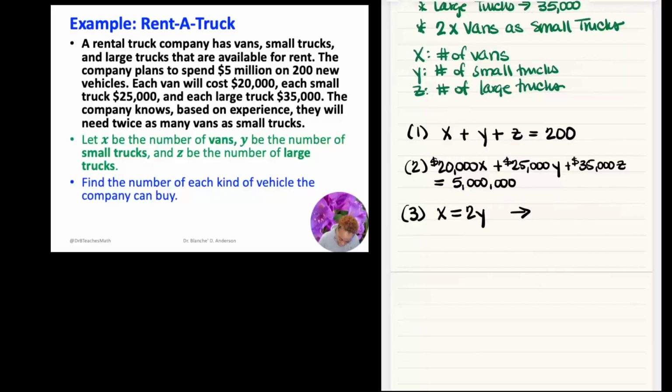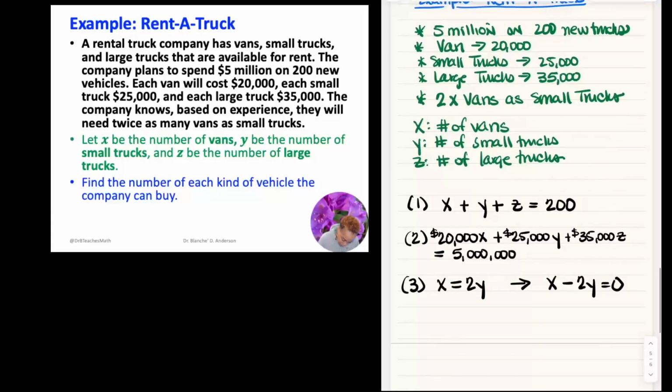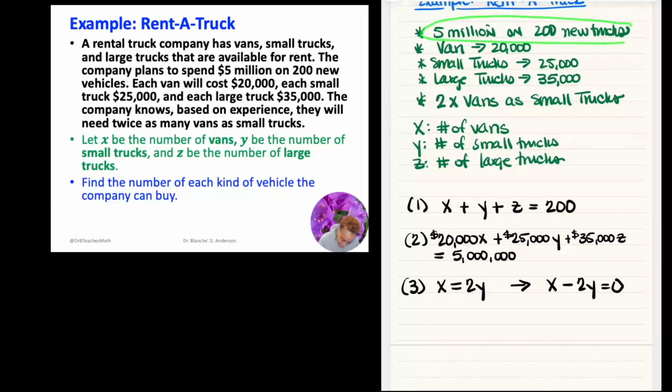Now I can take X and put it over here, because all of our equations are in X, Y, and Z. If I rewrite this, it's going to be X minus 2Y equals 0. So that's our third equation. See how we did that? We took the 5 million on the 200 trucks and took this piece of that to get this equation. Then they said they were going to spend 5 million, and this is how much each truck costs. So we put all the money together.